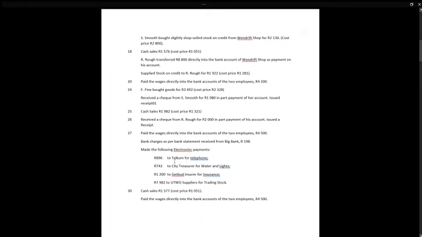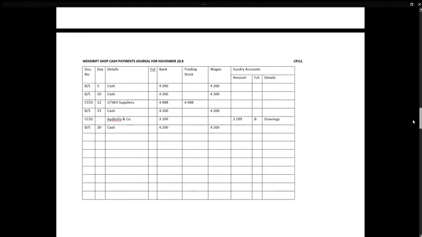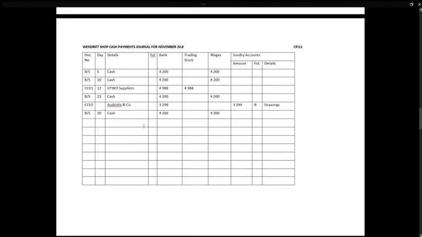Paid the wages directly into the bank accounts of 2 employees. 4,500 Rand. They got a raise of 300 Rand. Okay, so directly, my source document therefore must be bank statement. This took place on the 27th. My details will be cash. 4,500 Rand will be deducted from my bank account, the reason being wages, 4,500 Rand.